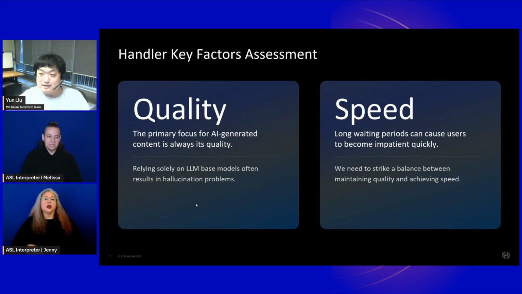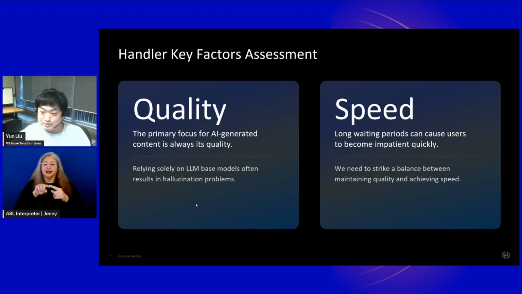The first one is generating high quality content. The primary focus of AI generated content is always its quality. During our interviews with our customers, we can say that the customers always want high quality generated results, right? The second one is speed. A long waiting time will cause users to become impatient very quickly. So we need to strike a balance between maintaining high quality and speed. I'm going to show you the steps and tell you how we did this.